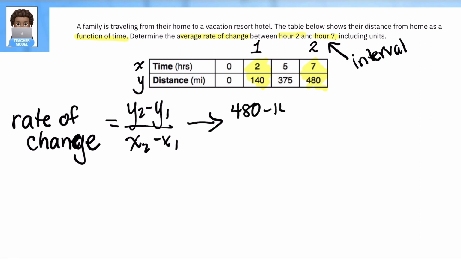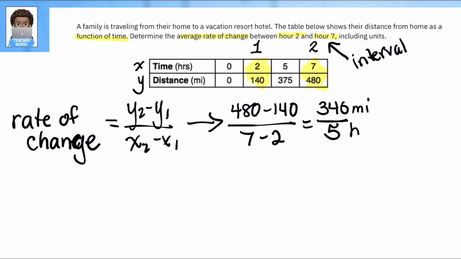So 480 minus 140 over 7 minus 2 simplifies to 340 over 5. And these units represent miles per hour. Great. Let's simplify that out. 340 divided by 5. If you use your calculator, you'll get 68. And we have to make sure we have our correct units, miles per hour. No need to simplify. We have this in simplest form, no rounding. We have our final answer here.